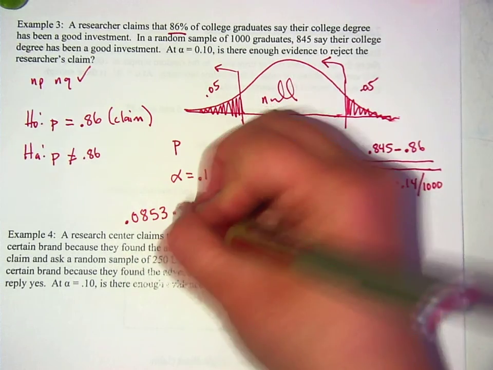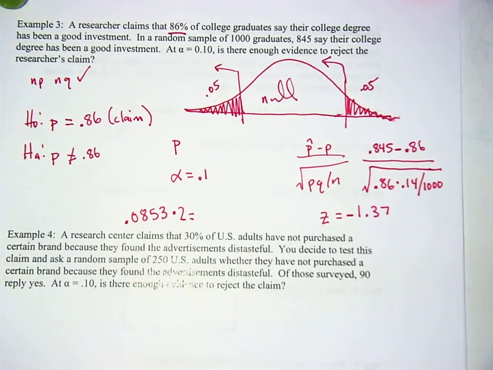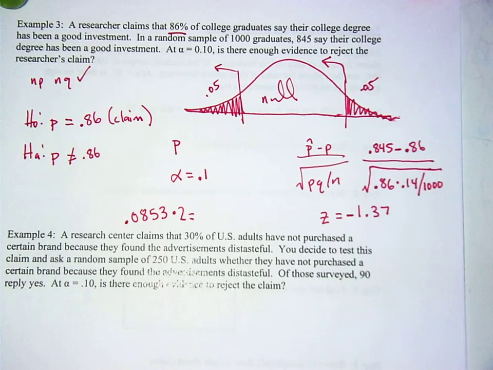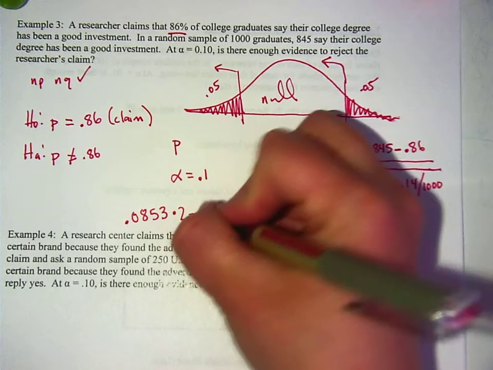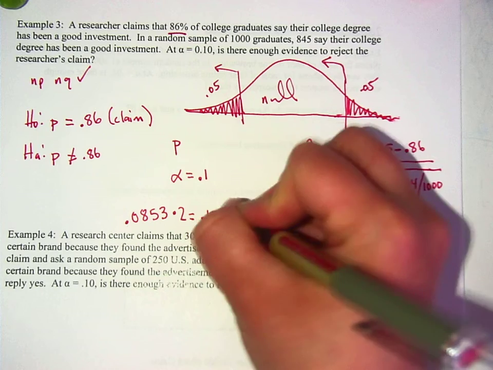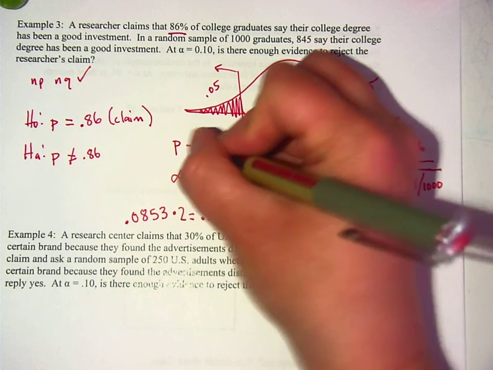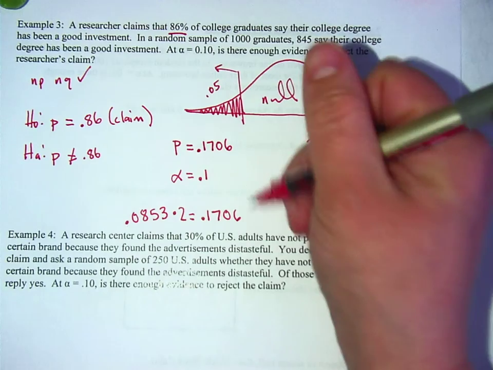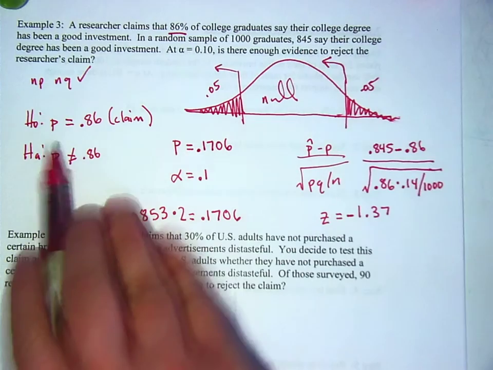I'm going to multiply by 2 because it's a two-tailed test. If it was a one-tailed test, I would just keep it. Which is 0.1706.